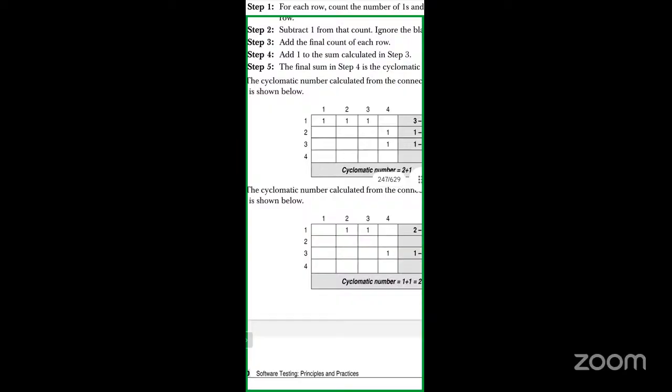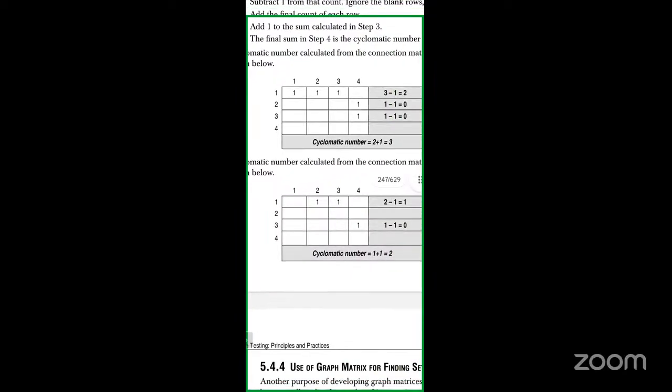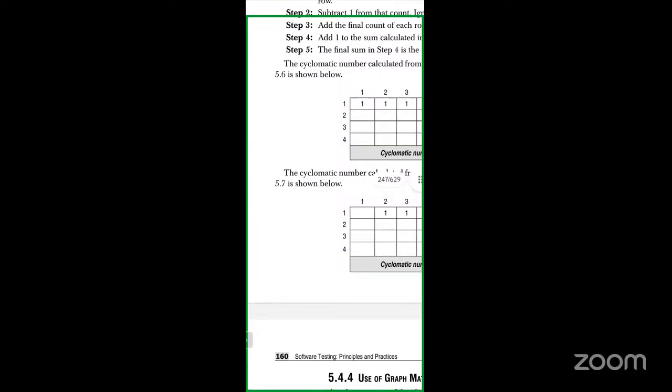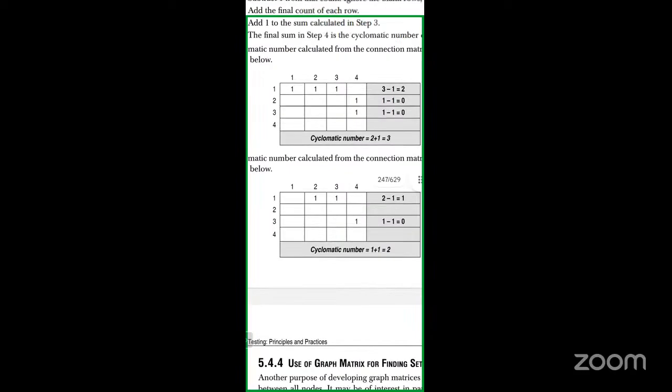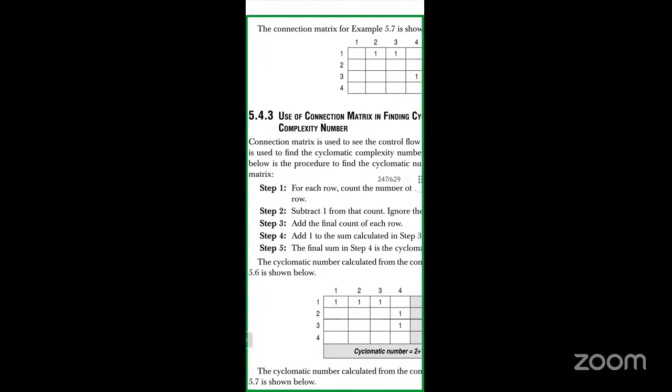Okay, so for the second one we are having 2 minus 1, then 1 minus 1. So as we are having 1 plus 0 as 1, plus 1 that we are adding, we give it as the cyclomatic number. Okay, so that is the case with the cyclomatic number. We need to follow these steps, that is 5 steps we need to follow.